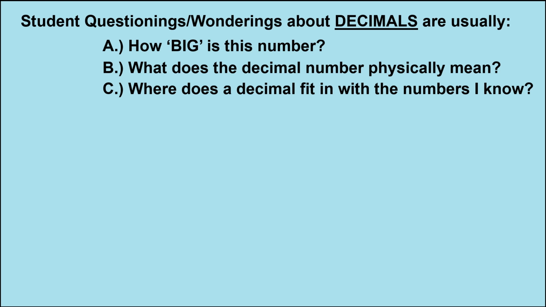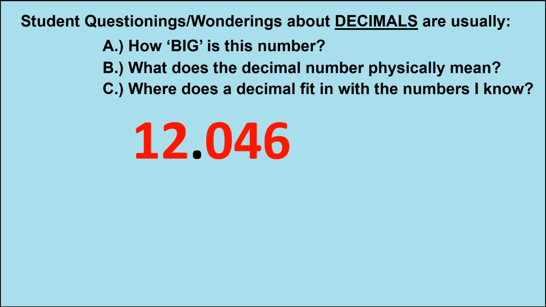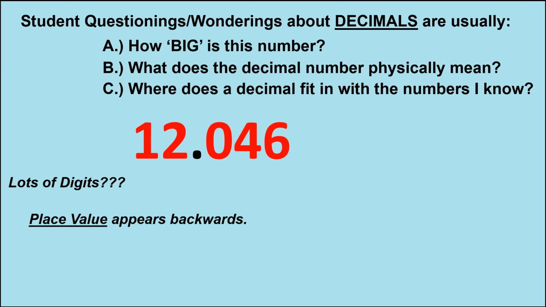Let's look at a common example of a decimal number. 12.046, or 12 and 46 thousandths. Easy for adults, but a challenge for young students. Why? It's got a lot of digits, 5, and it has a period in the number. The place value appears backward and confusing to students. Instead of ones, tens, hundreds, thousands, from the decimal point to the left, that's normal, it's tenths, hundredths, thousandths, and ten-thousandths. And there are no oneths.